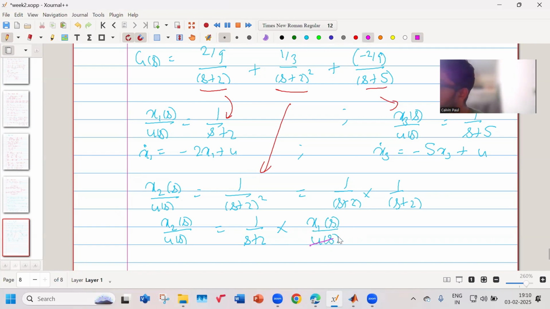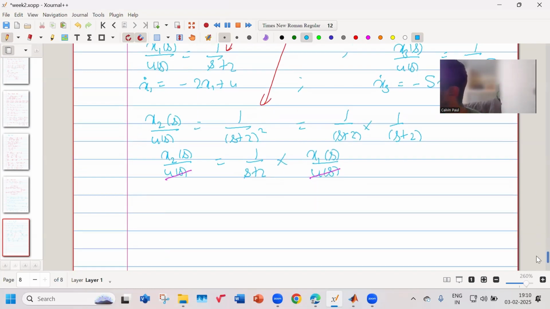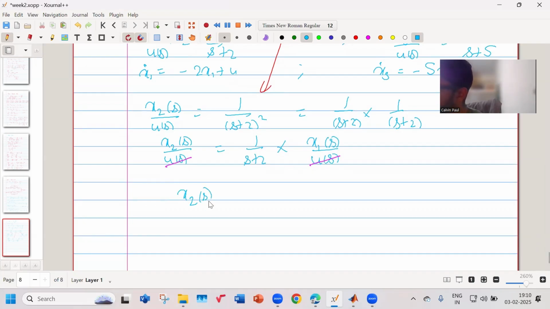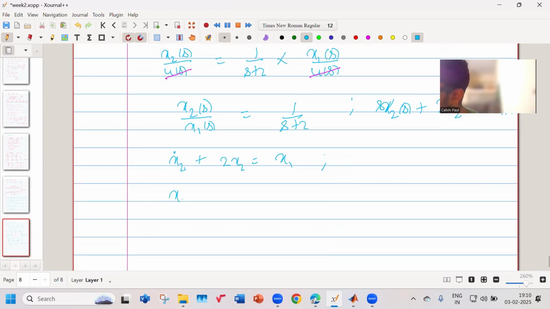So what happens now? This U of s gets cancelled. So we get X2 of s upon X1 of s is equal to 1 upon (s plus 2). So we cross multiply. It becomes s into X2 of s plus 2 into X2 of s is equal to X1 of s. So we get X2 dot plus 2 X2 is equal to X1, which we can further write as X2 dot is equal to X1 minus 2 X2.